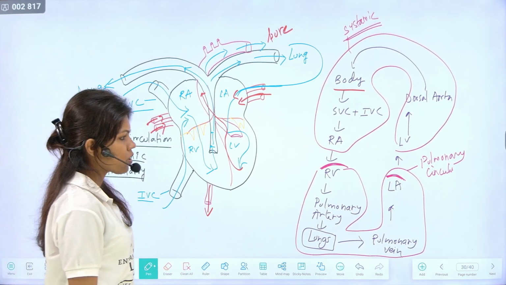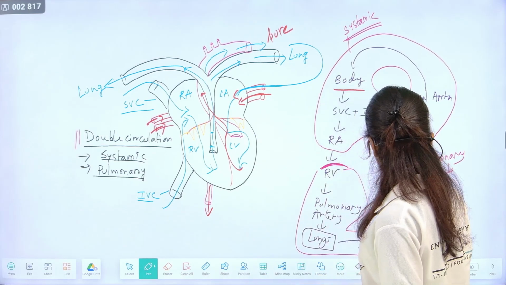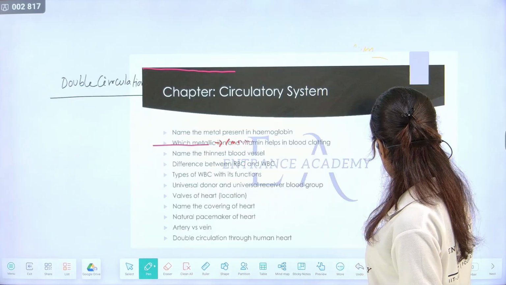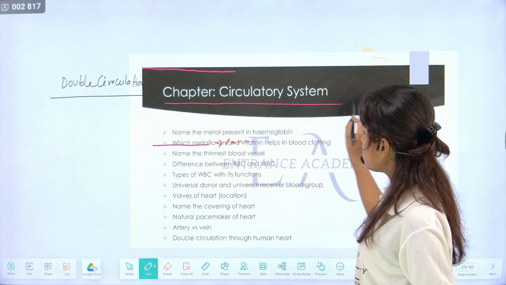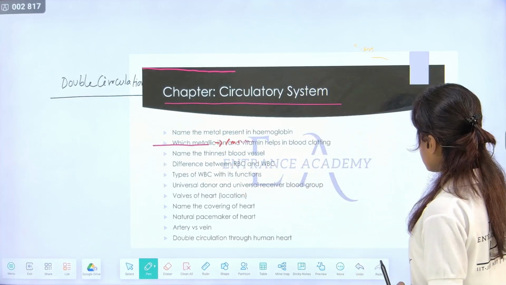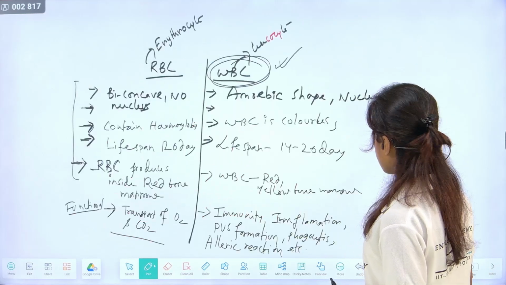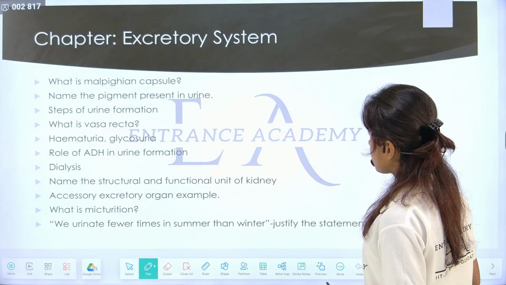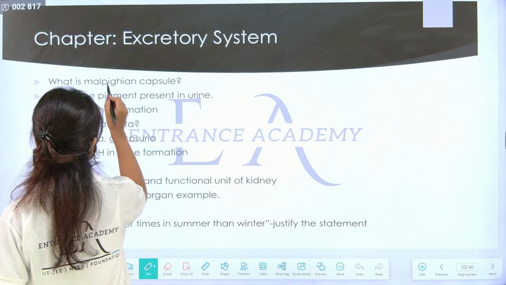This is also an important question. Pictorial questions can come from here. With this question, this chapter, the circulatory system, is covered. Our next chapter is the excretory system.